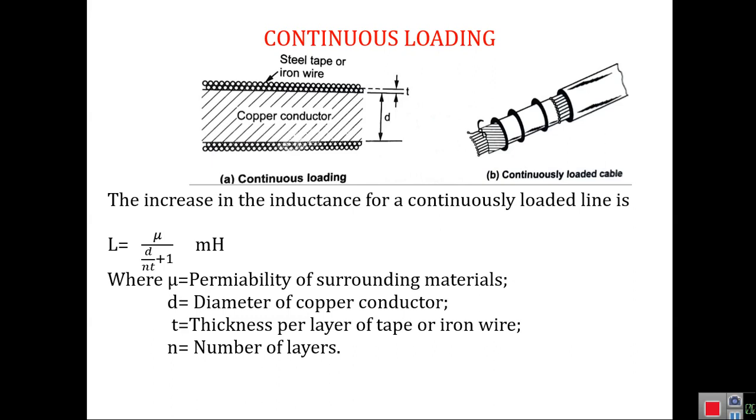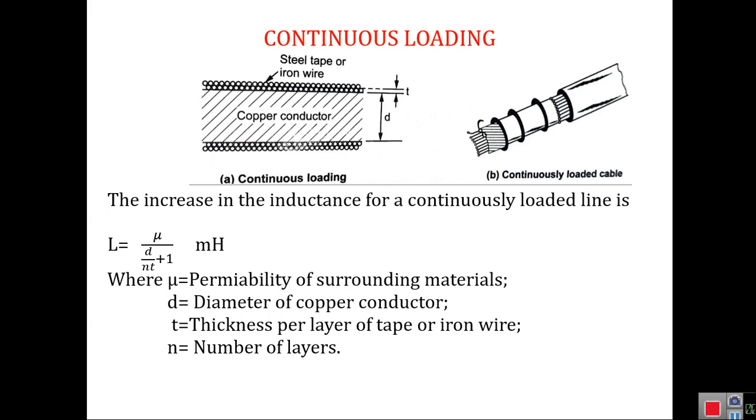First we will see continuous loading one by one. In continuous loading, the transmission line is wrapped with highly permeable metals. In the figure, the copper conductor is continuously loaded with steel tape or iron wire, that is, the tape is wound around it. The increase in inductance of a continuously loaded line is L equal to mu by d by nt plus 1 mH.